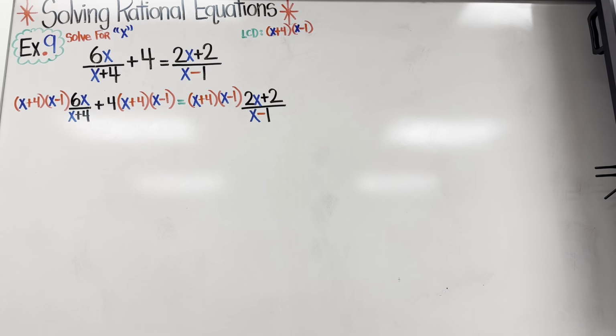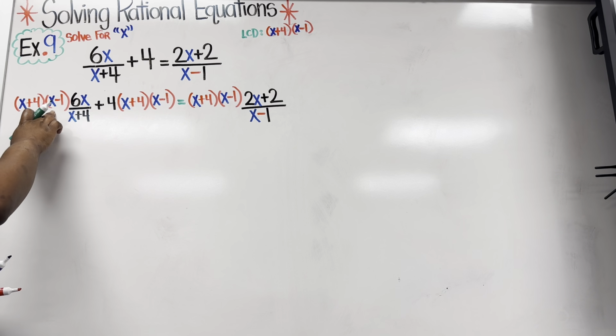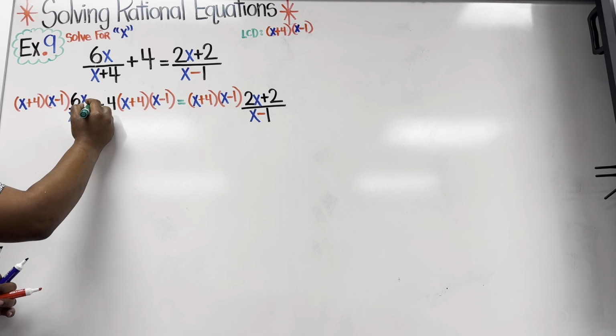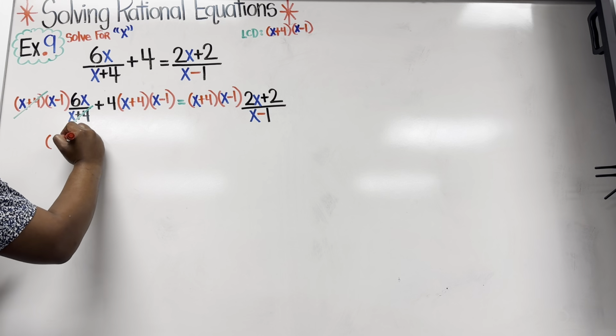All right, so now I have everything completed. Now we're going to start simplifying what we have, or canceling things out, rather. The 6x over x plus 4 has a denominator of x plus 4, and x plus 4 is part of the LCD, which is parentheses x plus 4 times parentheses x minus 1. So x plus 4 divided by x plus 4 cancels out as 1. So I can cross this out and I can cross this out. And then I will only have x minus 1 times 6x.